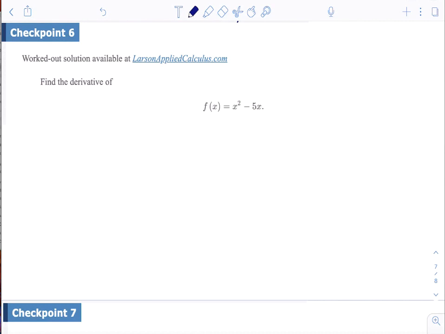You're probably getting tired of this limit process, and I promise that we won't have to use it for much longer. But here, to find the derivative, we want to find the limit as delta x approaches 0 of f of x plus delta x minus f of x over delta x.